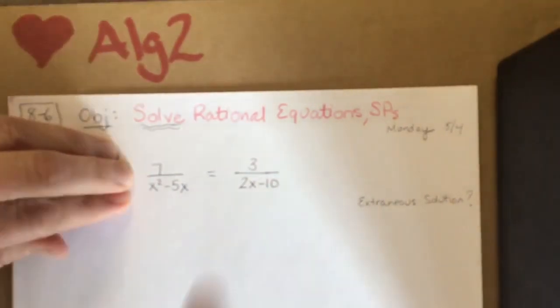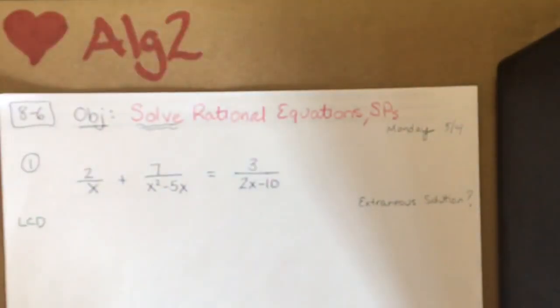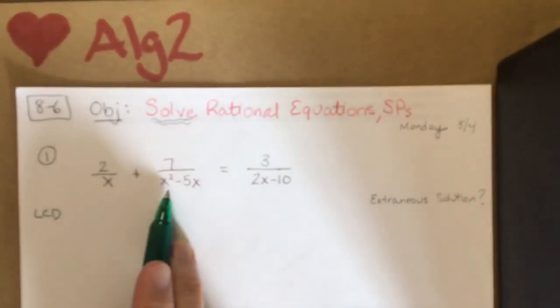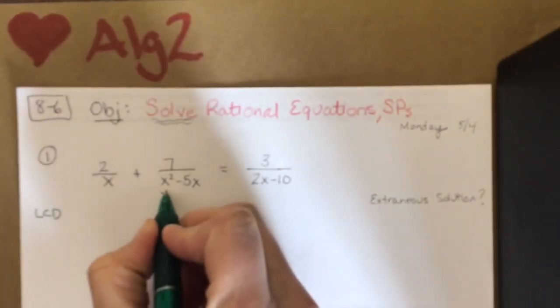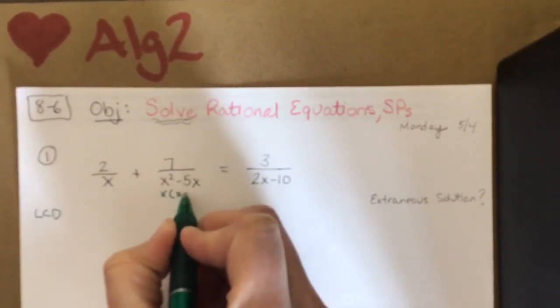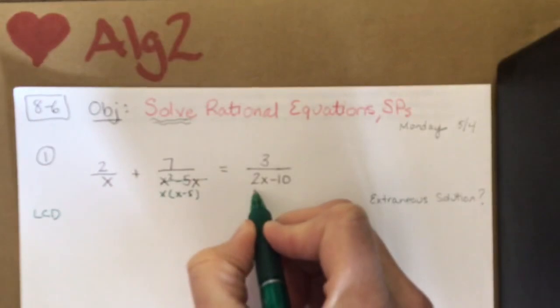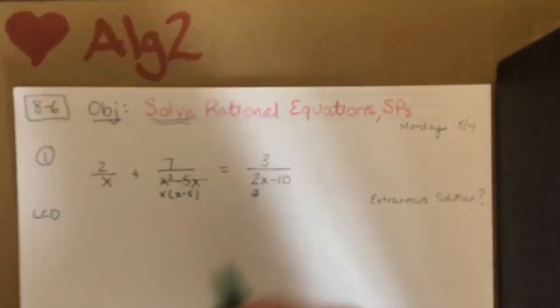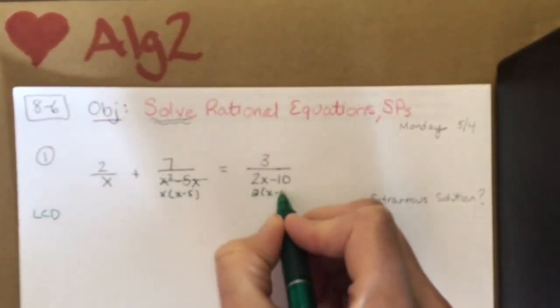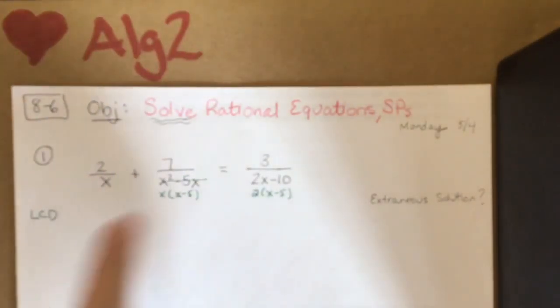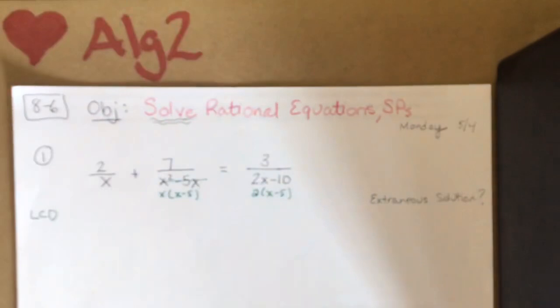If there was no plus or minus, you could just cross multiply. You wouldn't need an LCD. Do I need to factor to find the LCD? Yes, I do right here. I'm going to factor out an x, and then you get x minus 5. Then I'm going to factor out a what here? If you said 2, you're right, and you get x minus 5. Now I'm going to find the LCD of x minus 5 and 2x minus 5.